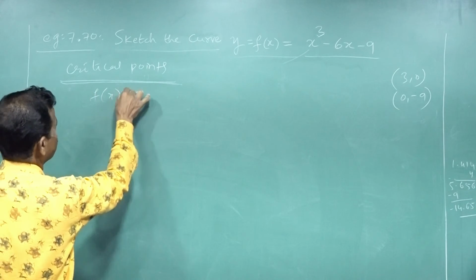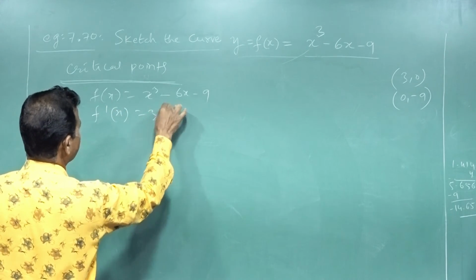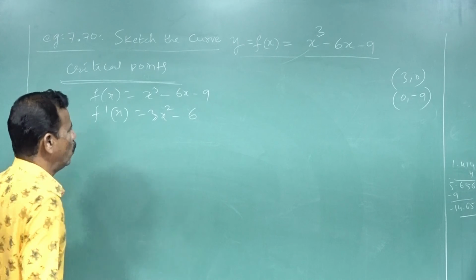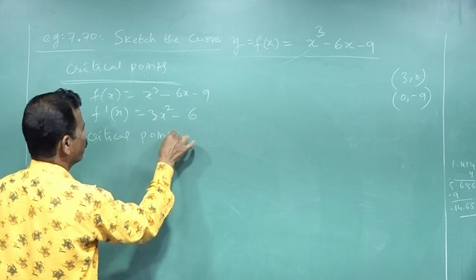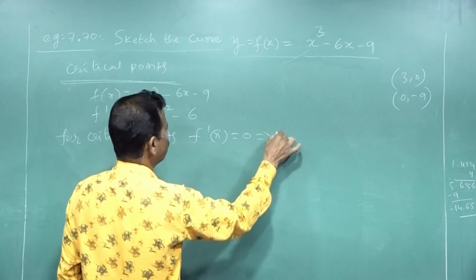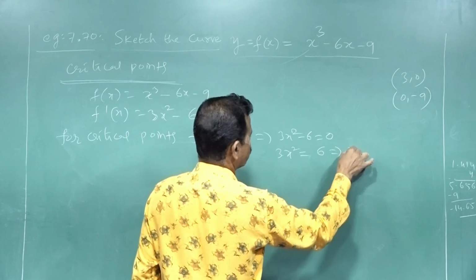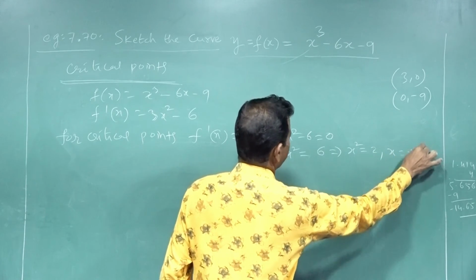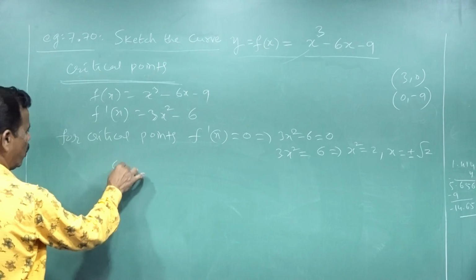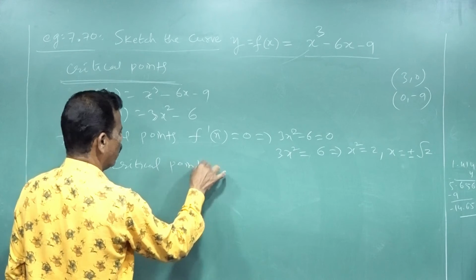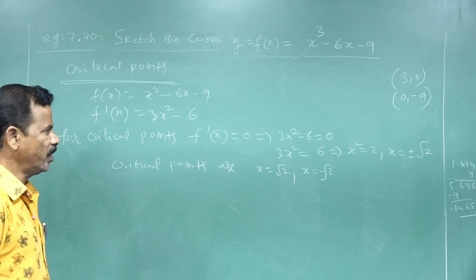So f of x is x cube minus 6x minus 9. F dash x is equal to 3x square minus 6 minus 0. So for critical points, f dash x is equal to 0. Then 3x square minus 6 is equal to 0. 3x square is equal to 6. X square is equal to 2. Then x is equal to plus or minus root 2. So plus or minus root 2 are the critical points. Critical points are x is equal to plus root 2 and x is equal to minus root 2. Okay, these are the critical points.